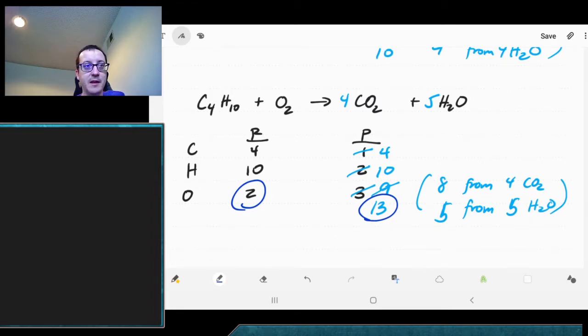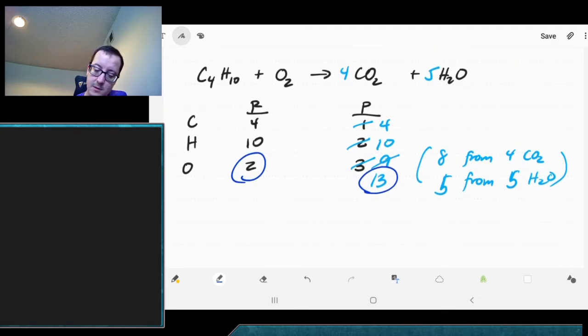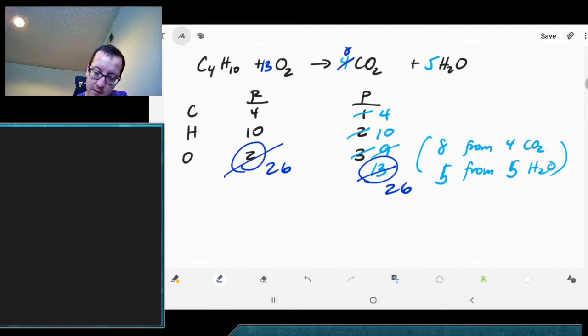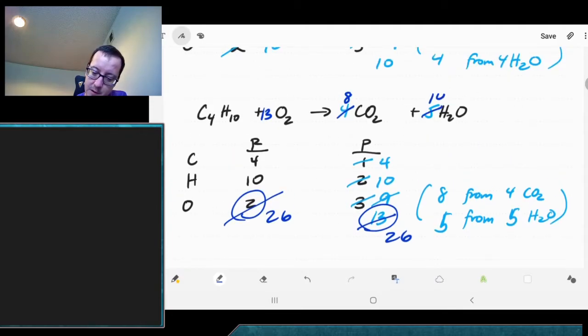And so the best thing to do is just multiply them together, see what you get. You get 26. Once you do that, if we want everything to be 26 oxygens, if we want this to be 26 and this to be 26, well, we can put 13 there, but we're going to have to double everything else. So remember that the coefficients that we had originally written gave us 13. So if we double those coefficients, we'll get 26.